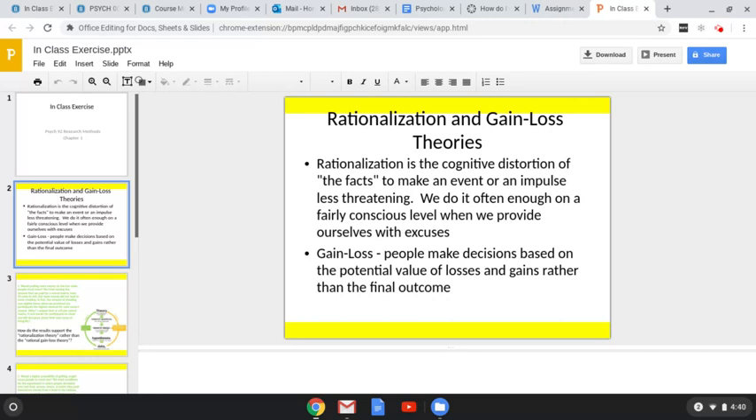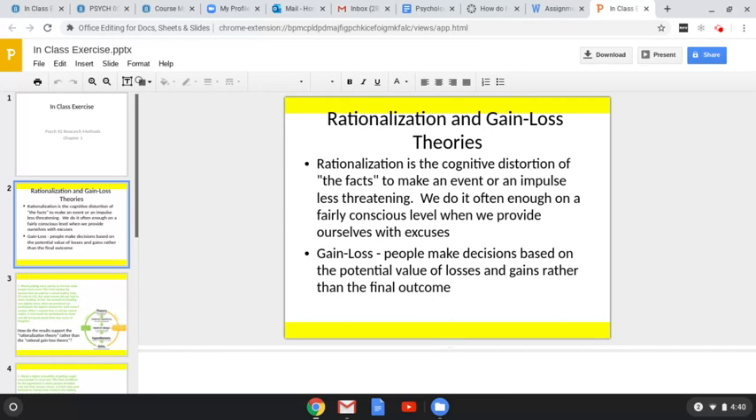Gain-loss says that people make their decisions based on the potential value of their losses and gains, kind of like betting on sports or gambling, rather than looking at the final outcome. If they can make more, then they are more willing to do that in order to make more money. If it's not worth it, then they don't do it as much. But what we saw was the opposite. This is why, at least for those first 2 examples, we have rationalization theory supporting both of them rather than gain-loss.